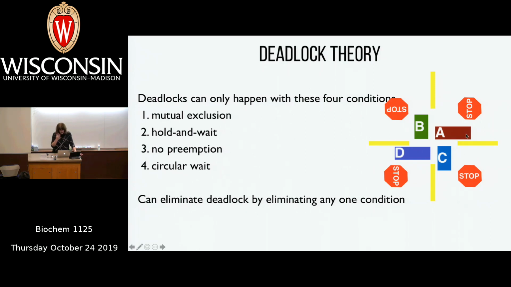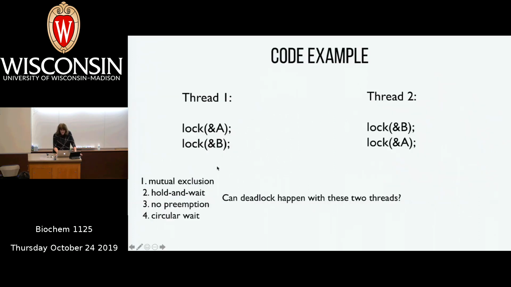OK, so we're going to apply those same four conditions to code and locks. Let us look at two threads, each acquiring two locks. The question is, can deadlock happen with just these two threads? Yes, right? It's the definition of deadlock. Great. Yes. It is so straightforward. It is the definition of deadlock.